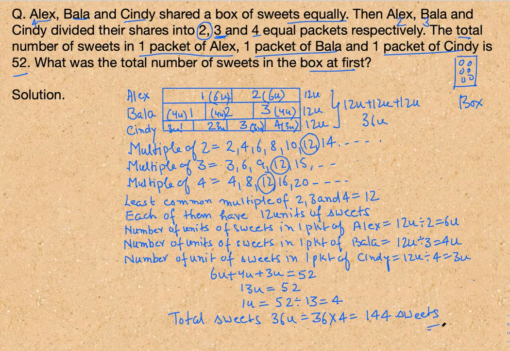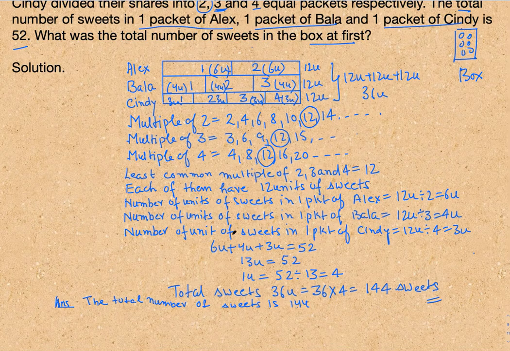So to answer our question, what was the total number of sweets in the box at first? Let's write our answer. The total number of sweets is 144. That's our answer.